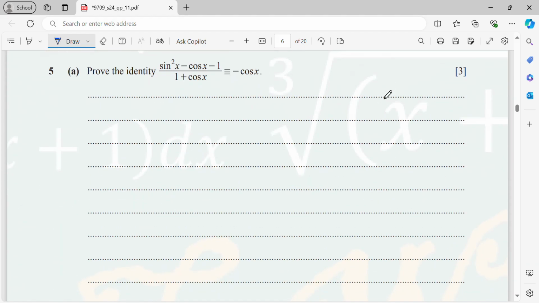Okay, now question number 5a, prove the identity. So to prove the identity, we always start from the side which is complicated. That means the left side, right? In this case, sin square x minus cos x minus 1 over 1 plus cos x. Now, here we need to prove that it only has cos x. So now here I have sin square x.